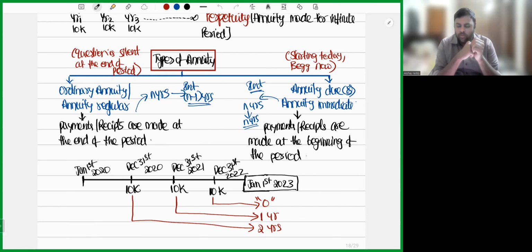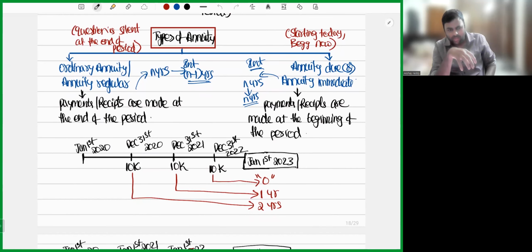In ordinary annuity, if you are making a deposit for n years, you're going to get interest for n-1 years. Be careful, n-1 years. This means in annuity due, you will get interest for one extra year, one additional year. So these were the things we have seen regarding types of annuity.